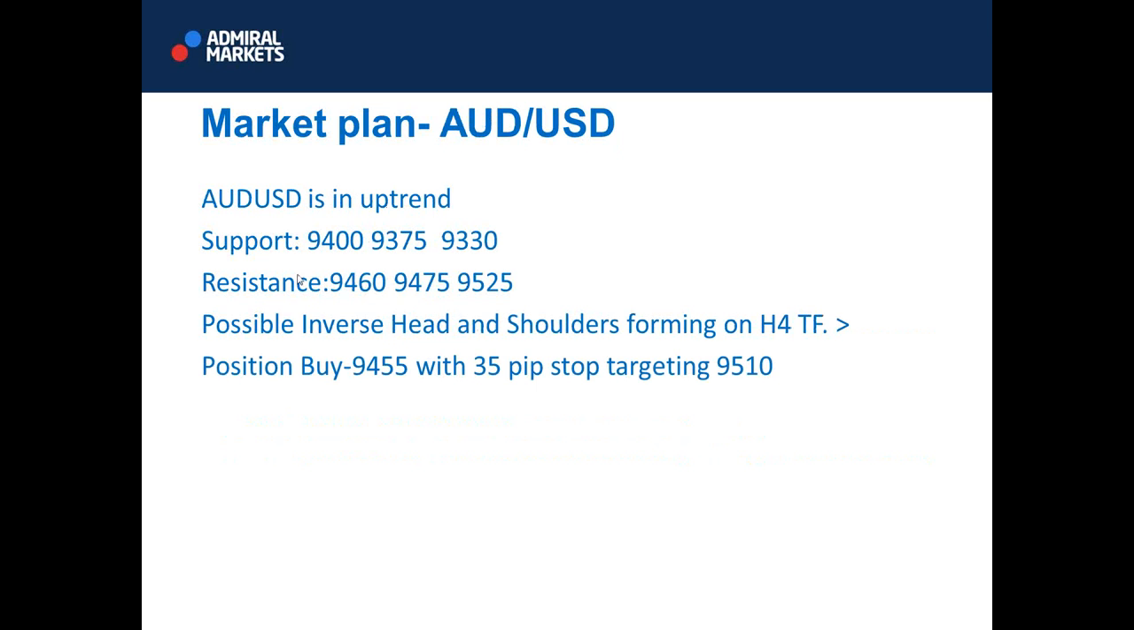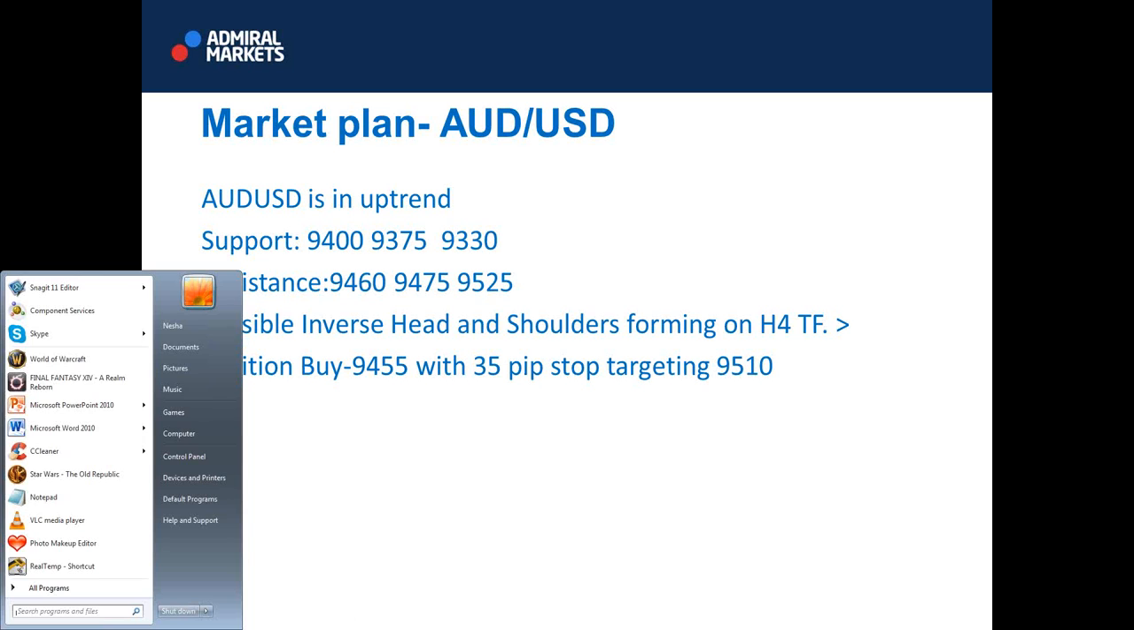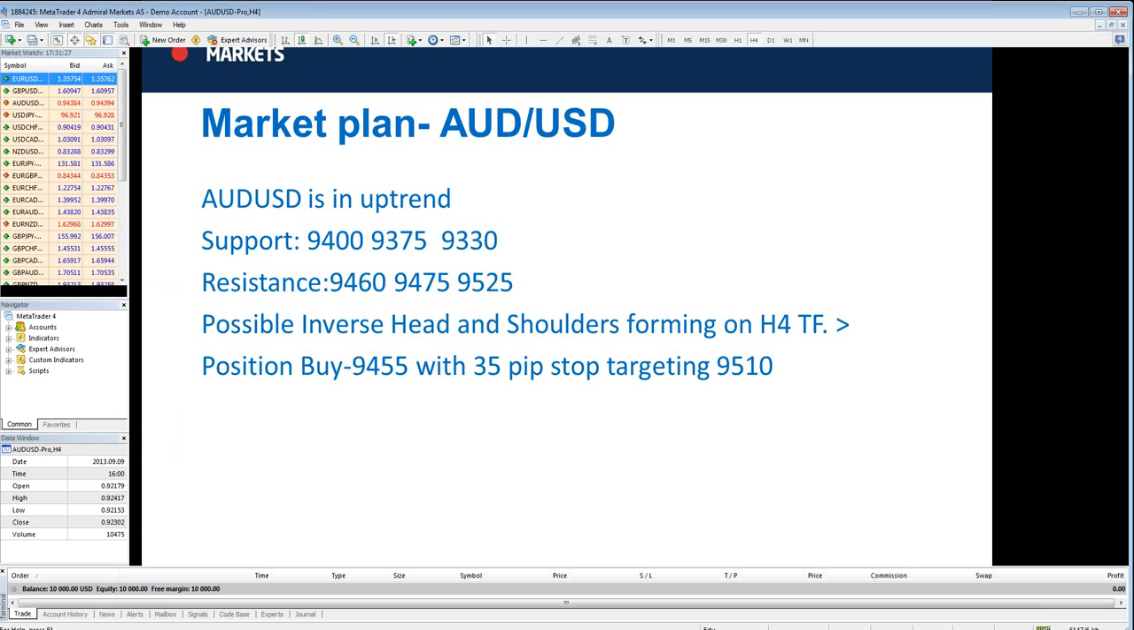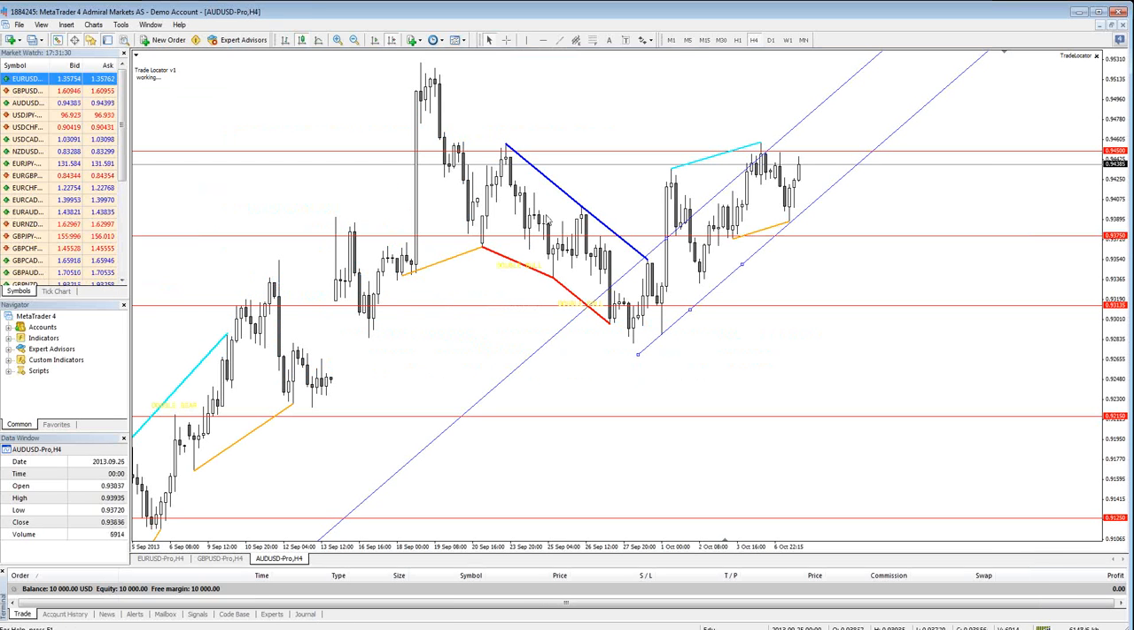It's in big uptrend. Possible inverse head and shoulders forming on 4-hour time frame. And positional buy at 94.55 with 35 pip stop targeting 95.10. Why am I saying this? Because of this. Look at this. Bam, bam, bam. You see? Possible inverse head and shoulders. We can try to exploit this right shoulder at the breakout of 94.50. It will go straight up.